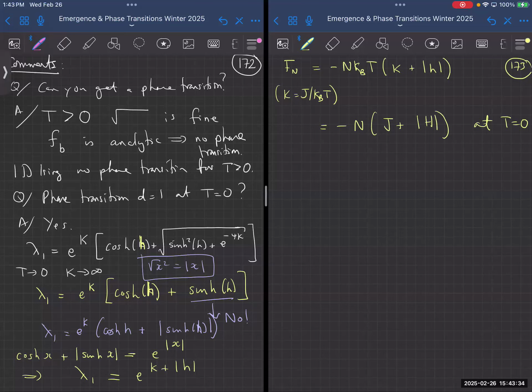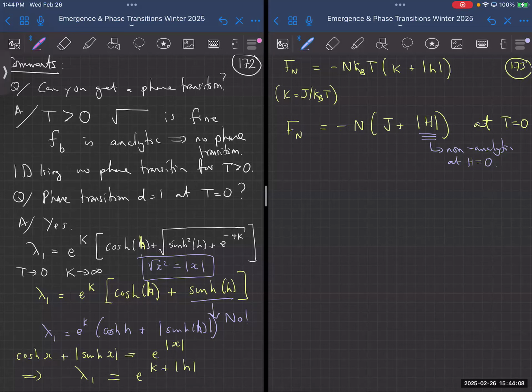And so now I've got this function. This is the free energy. And you can see that it's non-analytic. It's non-analytic because this term here is non-analytic. So let's just check that. We're at T equals 0, and the function absolute value of h, mod h, is non-analytic at h equals 0.